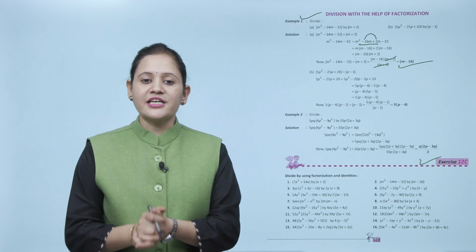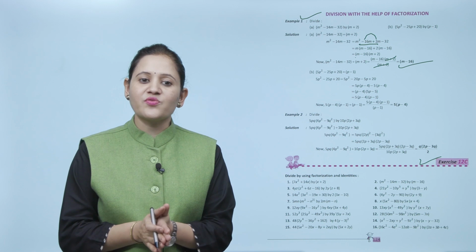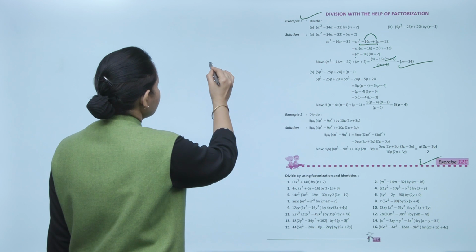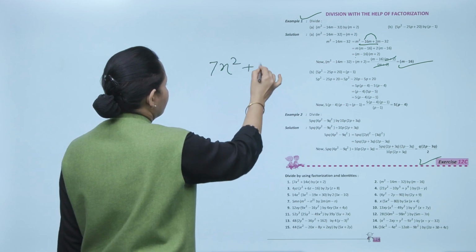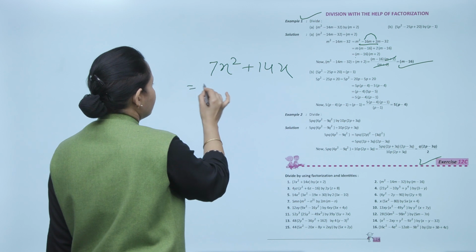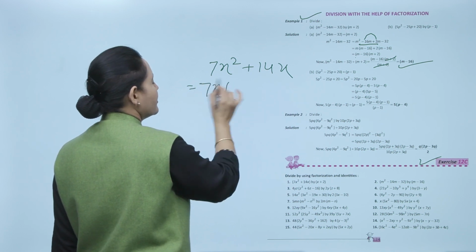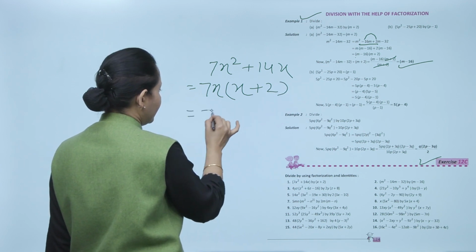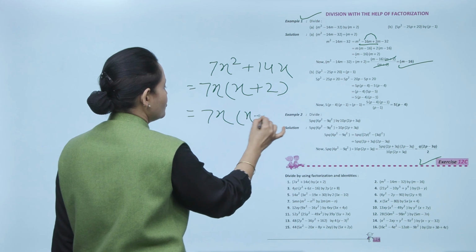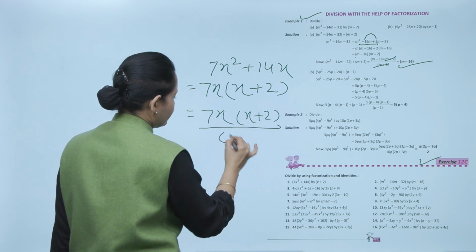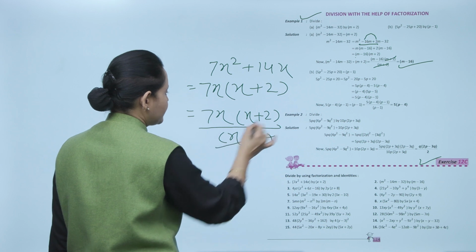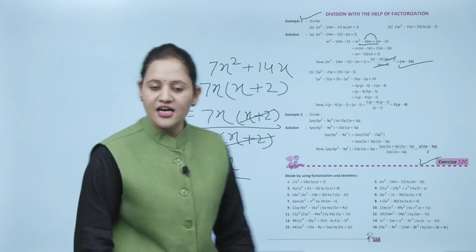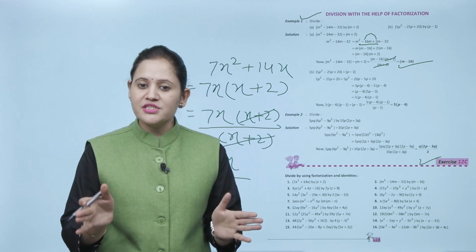Divide by using factorization and identities. First is 7x square plus 14x by x plus 2. So first what we'll do? First we will factorize it. Take 7x as common. What is left? x plus 2. Now we will divide this by x plus 2. So x plus 2 cancels with x plus 2 and we get 7x. That is the answer. So you have to practice all the questions of this exercise.